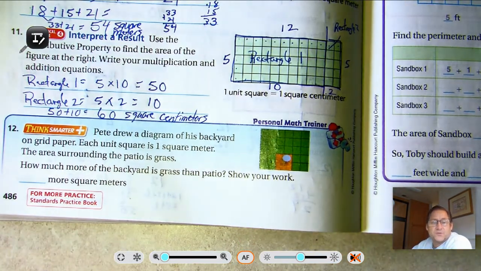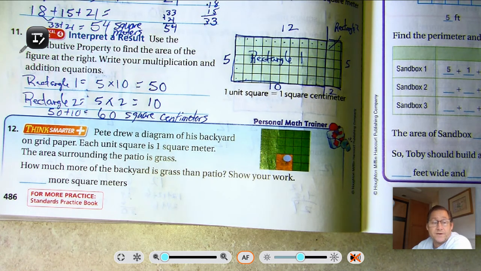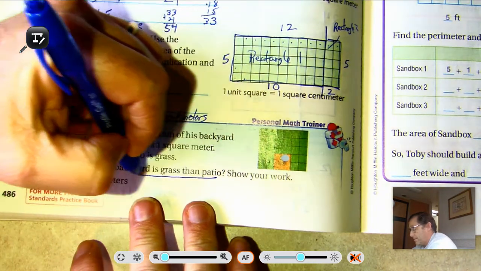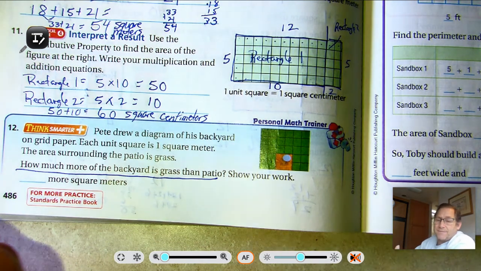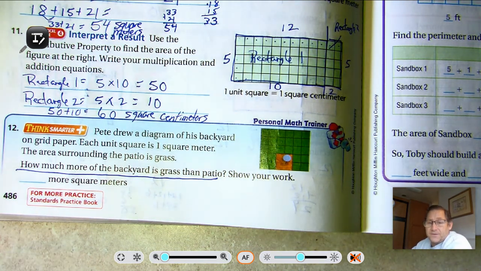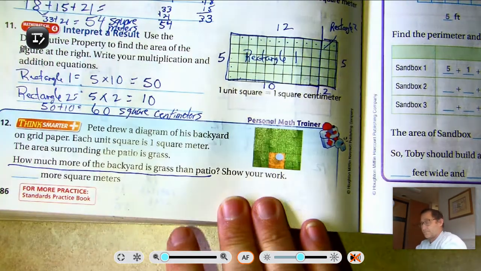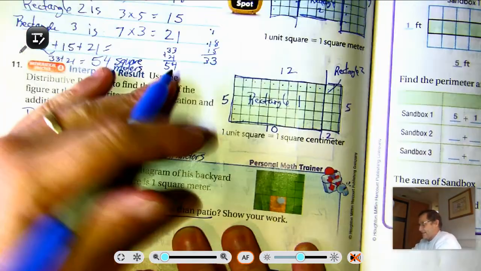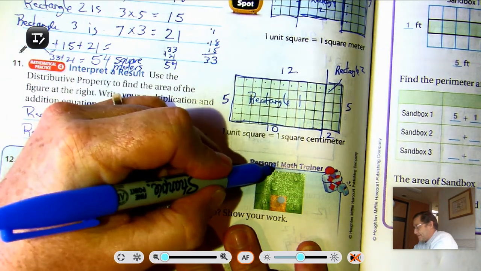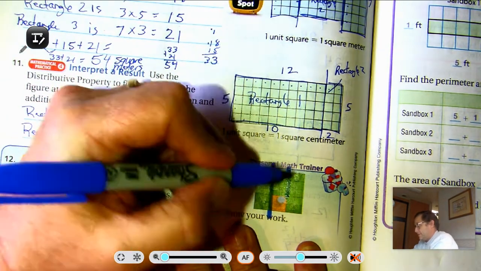And number 12, Pete drew a diagram of his backyard on grid paper. Each unit square is 1 square meter. The area surrounding the patio is grass. How much more of the backyard is grass than patio? Show your work. So we basically have a subtraction problem here. Okay, we need to figure out the area of the grass versus the area of the patio. So if I take the grass, I can break that into 3 different rectangles.